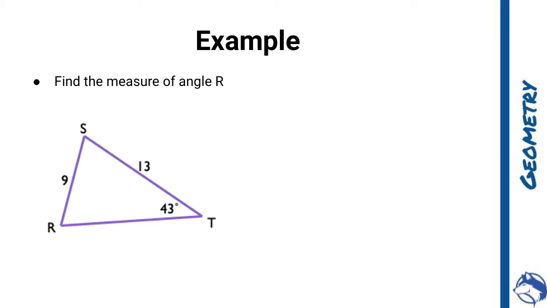Alright, so sometimes you're also going to have to find the measure of an angle. So if I'm looking to find the measure of angle R, I'm going to set up those pieces just like I have before. So I'm going to do the sine of R over 13, and that's got to be equal to the sine of 43 over 9.